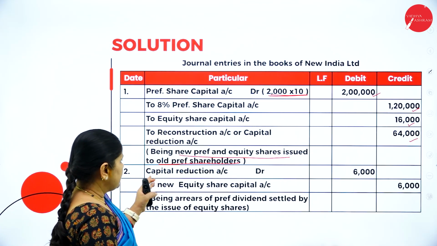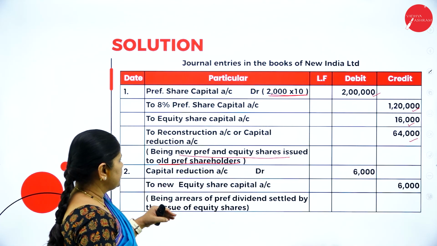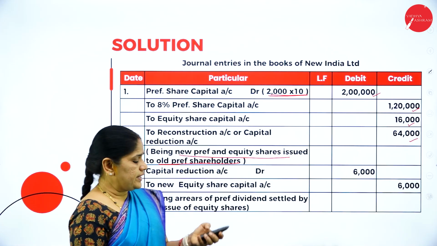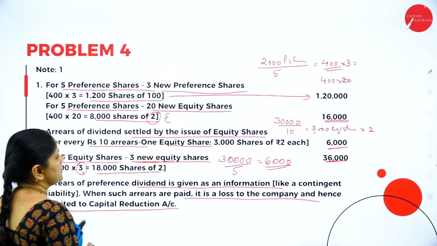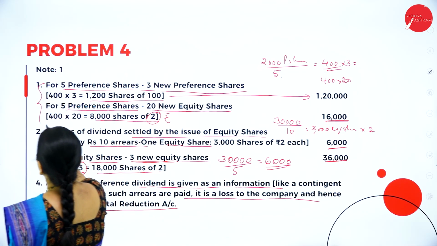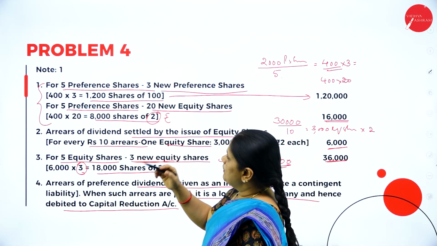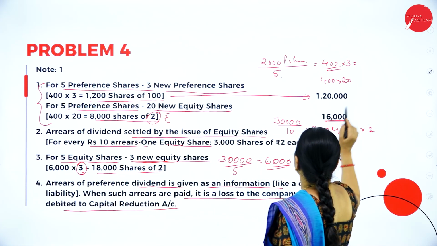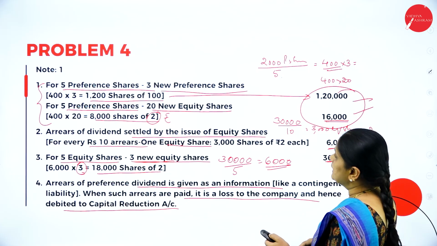So the next one is capital reduction account debit. You are issuing this for the arrears of dividend. If you can see here, for this first note, we have passed one journal entry. So for the old preference capital, new preference capital and new equity capital, for this we have done one entry. So this is the entry here.